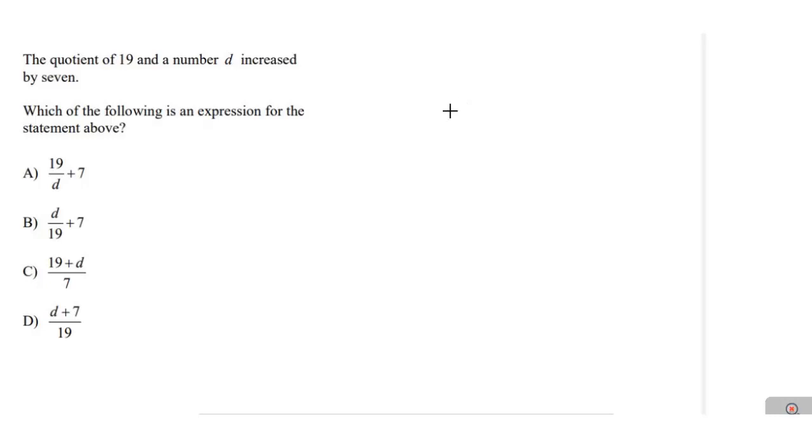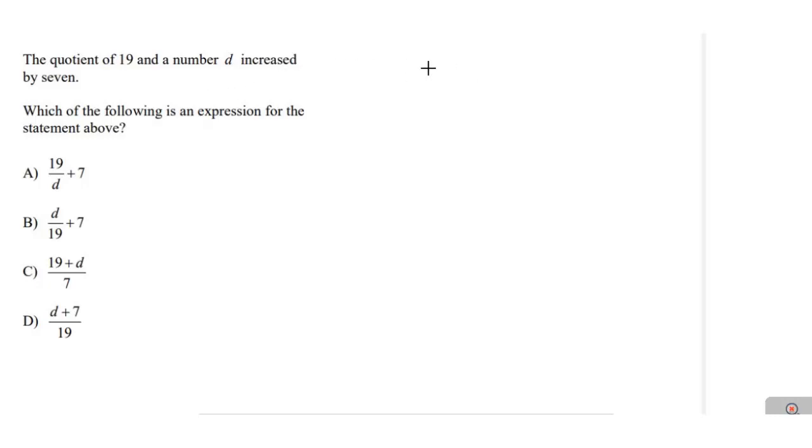All right. In this SAT mathematics question, the question says the quotient of 19 and a number D increased by 7. Which of the following is an expression for the statement above? Now, when you hear the word quotient of a number and another number, what it implies is that the first number mentioned will be the numerator, while the other number mentioned will be the denominator.